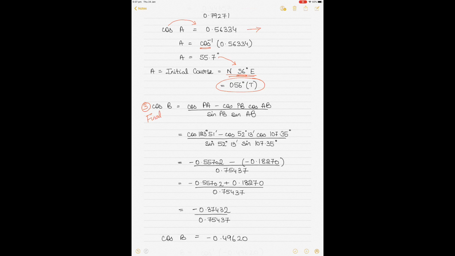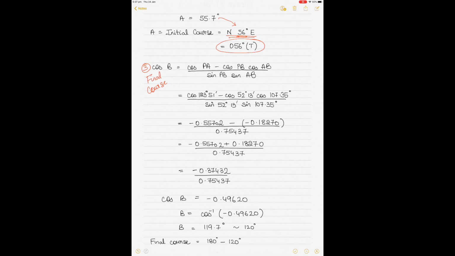Now to get the final course, remember, it's not the internal angle B. Although I'm calling it final course, you are basically setting it up for the final course. So this is internal angle B, and then like I showed you before, you need to get the outer angle to know the final course. Alright, but you will use the same principles of cosine rule, which is you've got the included angle B now, and you need the sides next to angle B, which is of course PB and AB, and you know that already. So putting those values here, and you know PA as well.